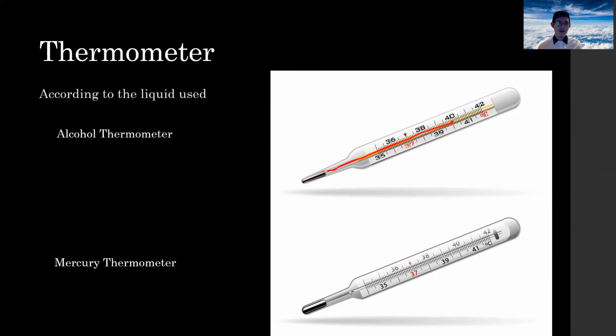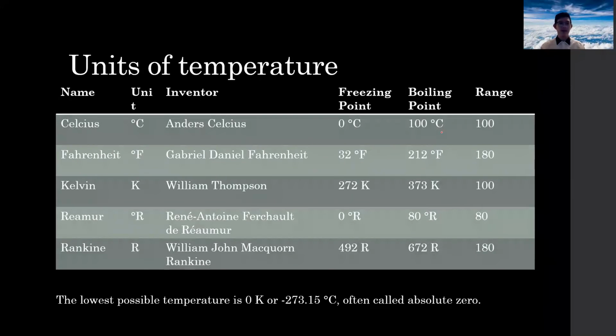So for measuring temperature, there are 5 units of temperature that we can use. First and the most common is Celsius, with the unit degree Celsius, invented by Anders Celsius. The freezing point of water is 0 degrees Celsius and the boiling point of water is 100 degrees Celsius. So the range, from freezing point to boiling point, is 100.